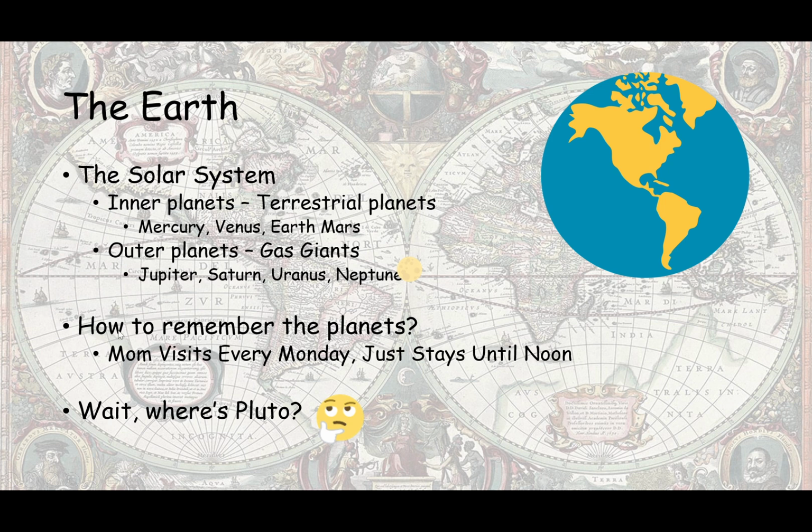Now, a great way to remember the planets is "Mom visits every Monday, just stays until noon." So that's one way that we can learn that, and an easy way to help us remember it, kind of like the way we remembered the 5 themes of geography. The only one missing that used to be there is Pluto, and they have decided that it is no longer a planet. Poor Pluto.